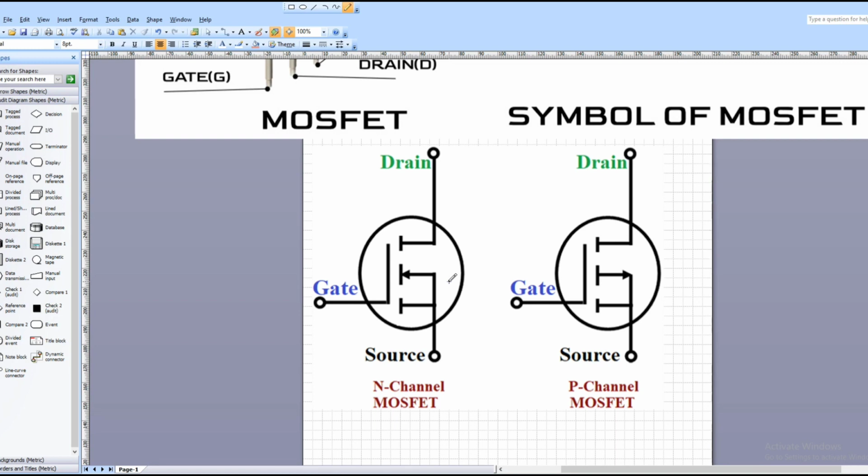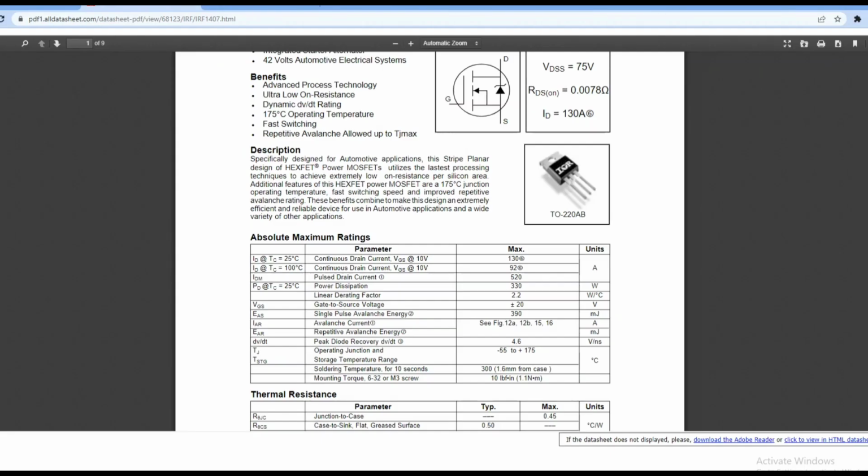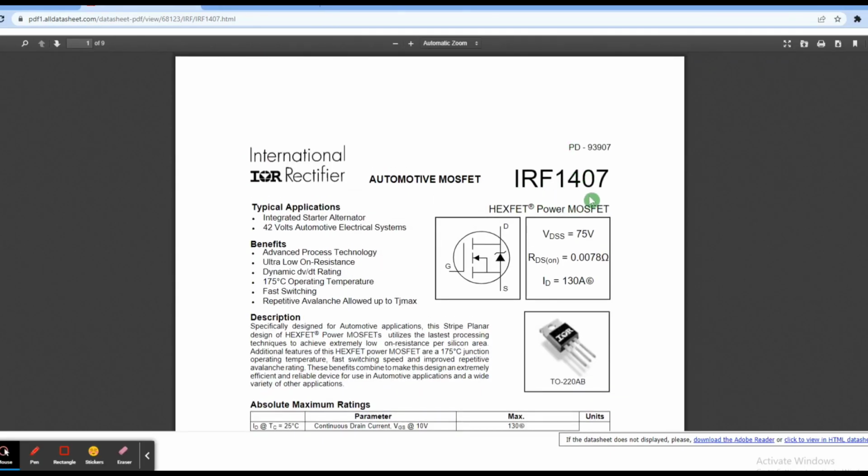Now we shall cover how to read the datasheet of this MOSFET. Here I have a particular example, which is the IRF1407. There are three important parameters. One is VDSS, which means the maximum voltage you can apply between the drain and source, and ID, the maximum current that flows from drain to source.